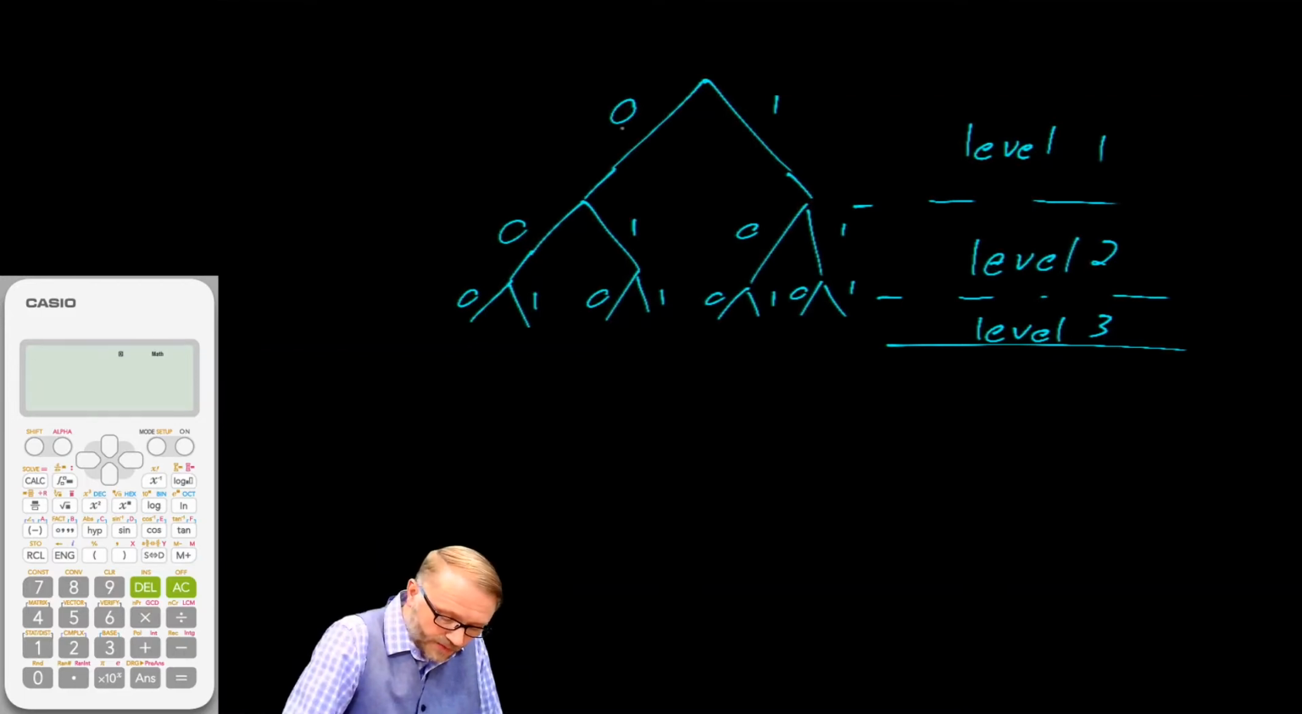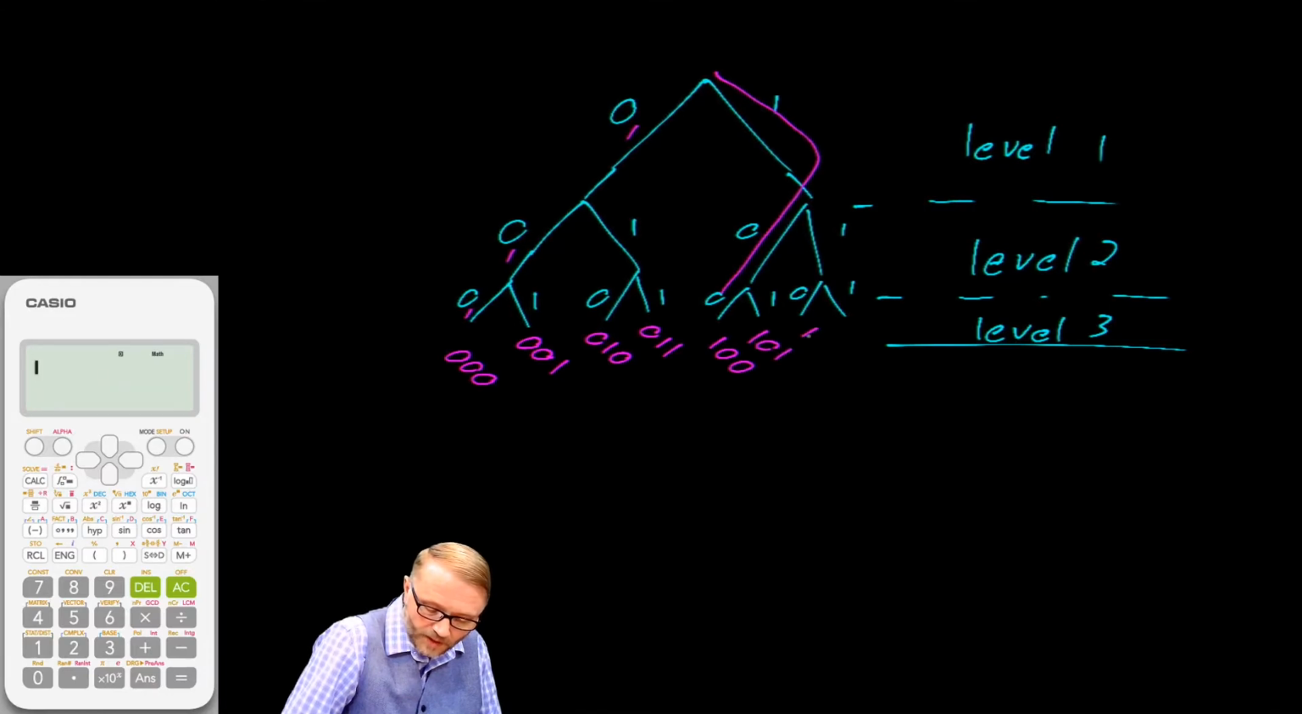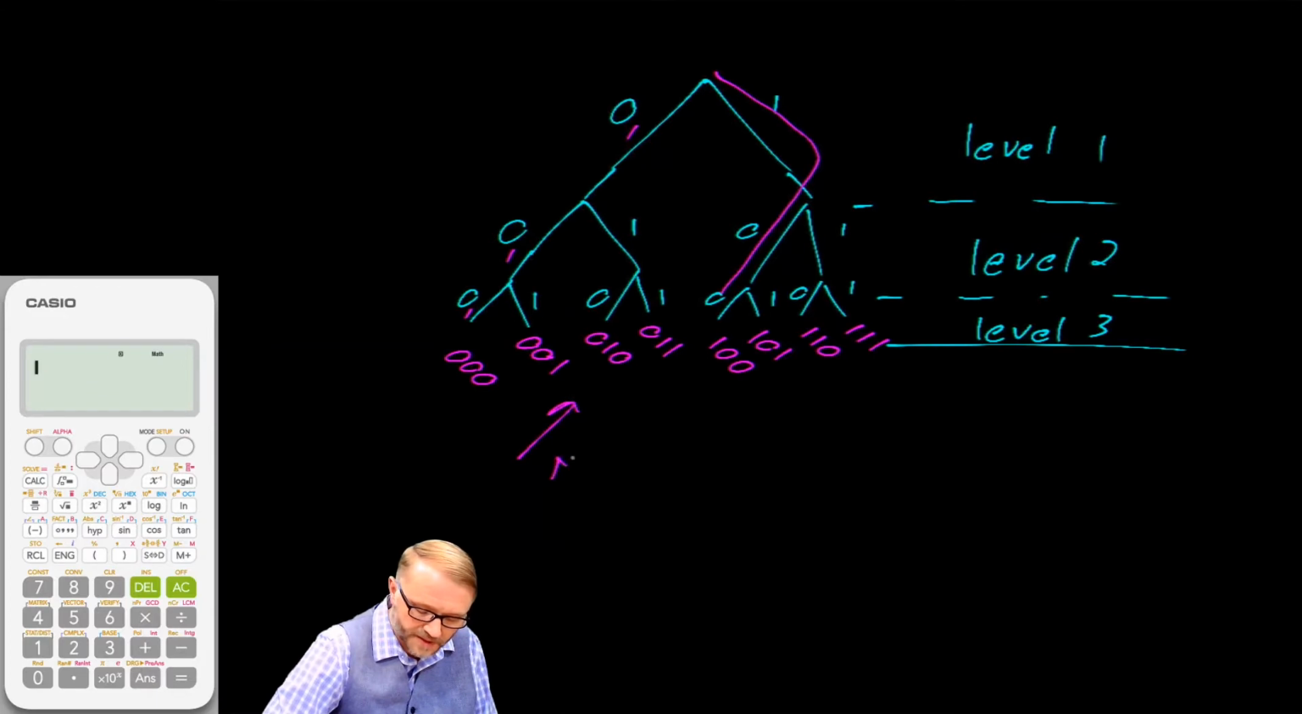This path where we went from here to here to here would be 0, 0, 0. This path would be 0, 0, 1, then 0, 1, 0, then 0, 1, 1. Now we can look at this path, and we call that 1, 0, 0, then 1, 0, 1, then 1, 1, 0, and finally 1, 1, 1. I believe those Khan Academy videos called this the message space.